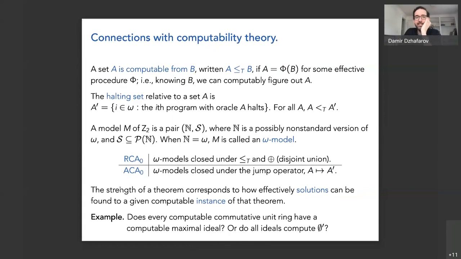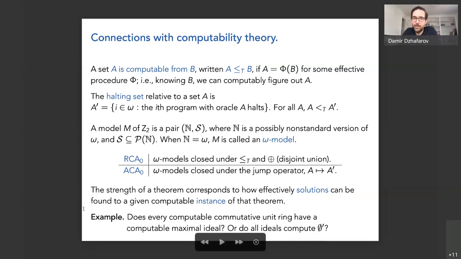And in general, this allows for a very nice correspondence between what's known as computable mathematics and reverse mathematics, which is that the strength of a theorem in terms of the subsystems of second order arithmetic that we've been looking at can often be gauged just by looking at the effectivity of solving instances of that problem. So if you think of a mathematical theorem as corresponding to a problem, then that problem has instances and solutions. Each of those instances has solutions, and I'll talk about this more in a little bit. And now you might ask, how effective are the solutions to a given instance?